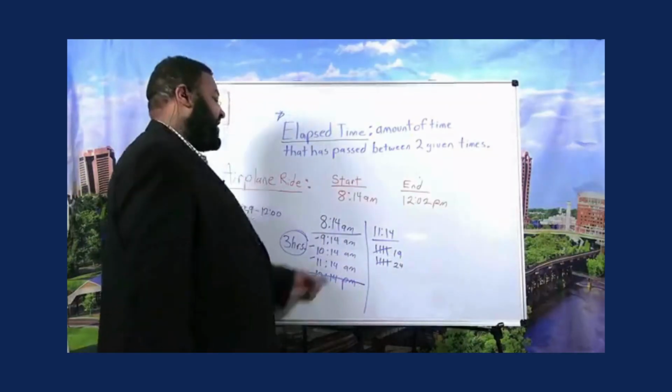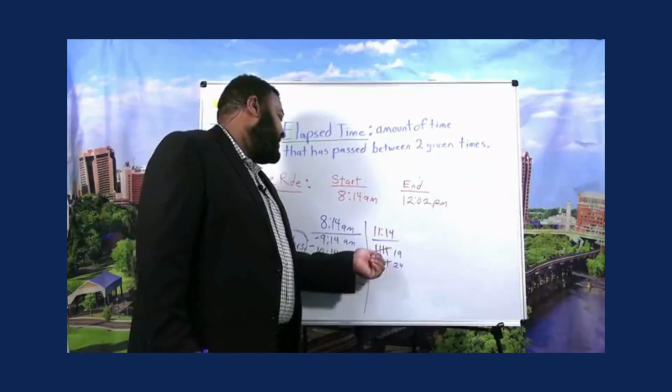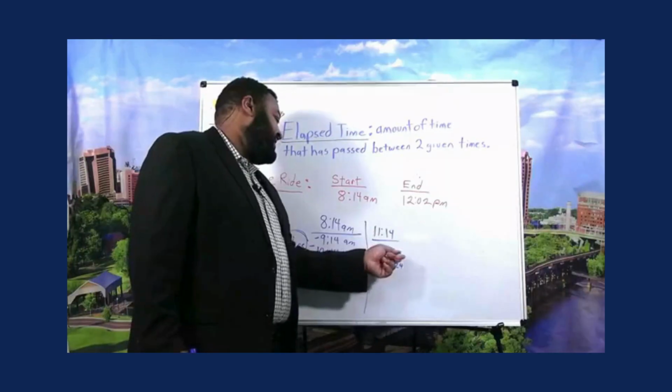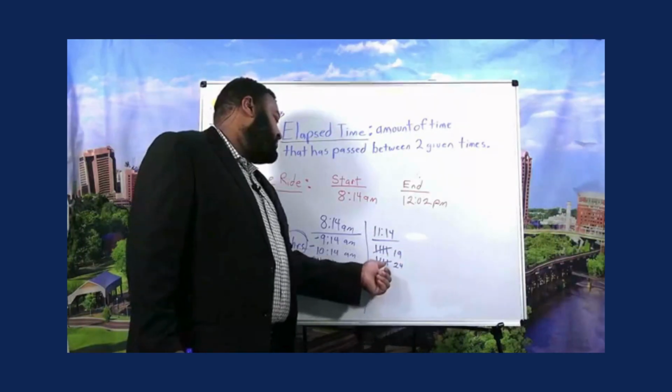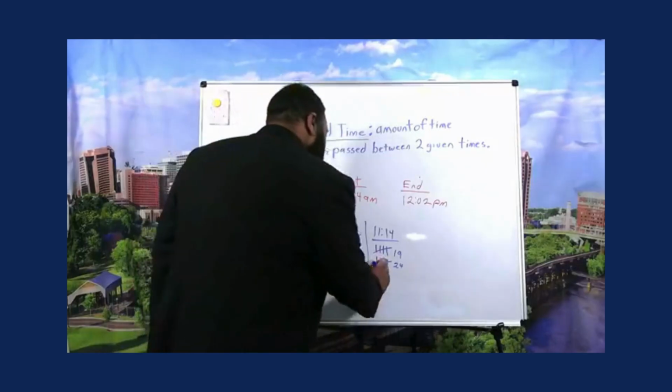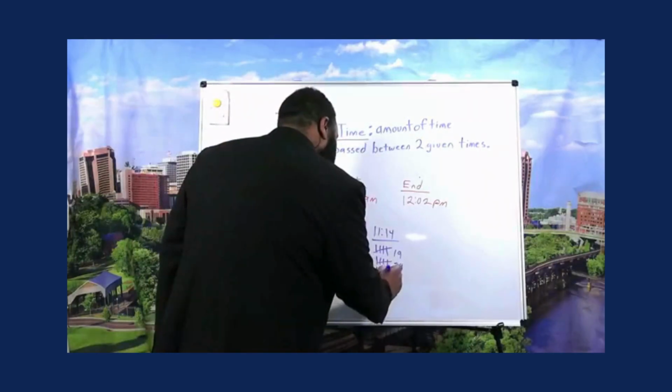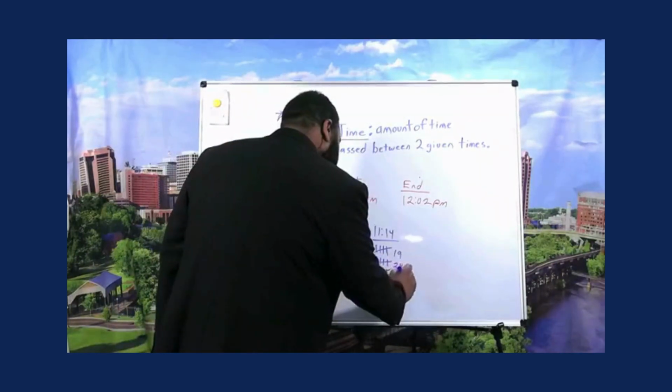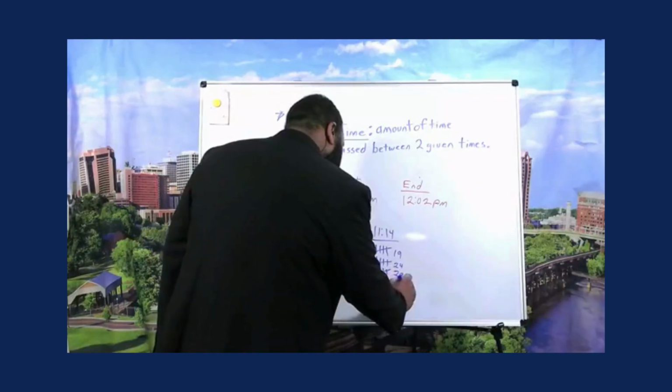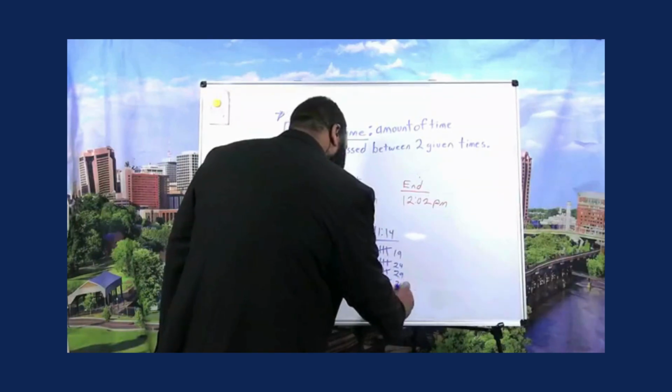I'll do it again. I forgot to put my numbers. What comes after 14? 15, 16, 17, 18, 19, 20, 21, 22, 23, 24, 25, 26, 27, 28, 29, 30, 31, 32, 33, 34, 35, 36, 37, 38, 39, 40, 41, 42, 43, 44.